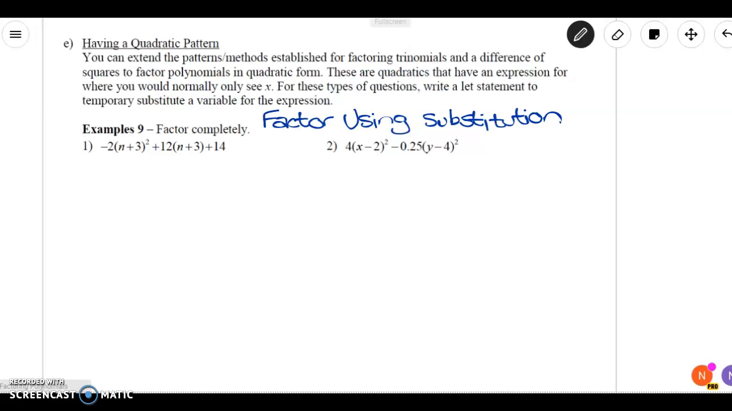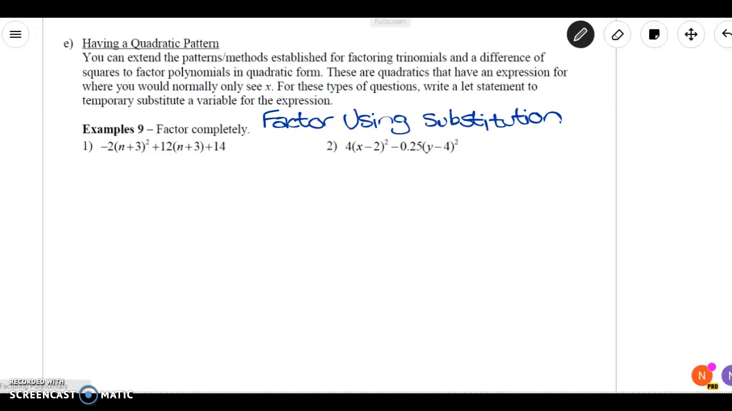Now we're going to look at some more interesting examples. So these are polynomials that have some kind of quadratic pattern. They kind of look like the things we've been factoring, but instead of having a straightforward variable like x, they might have something like n plus 3, x minus 2, y minus 4, some kind of binomial. We can still use our same methods for factoring trinomials or factoring a difference of squares. We can either do it as is, just treating the binomial as one term, or we can use substitution to make it look a little easier.